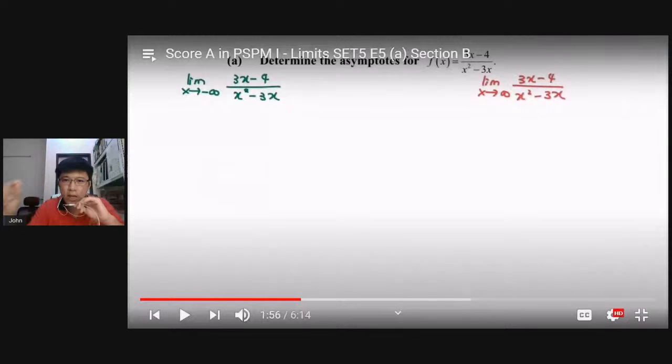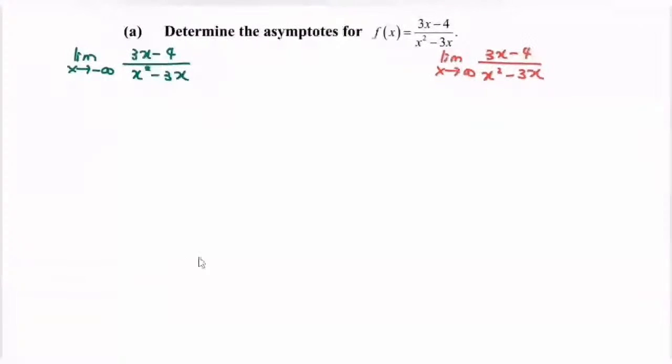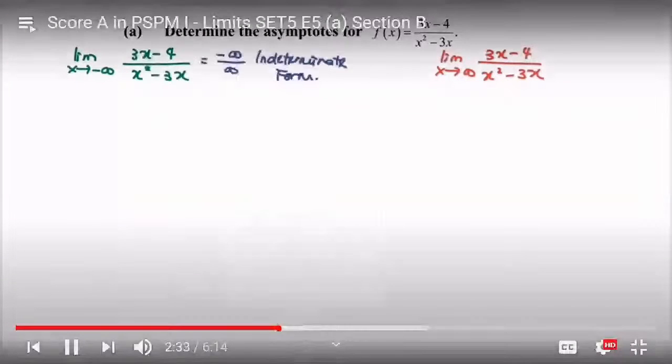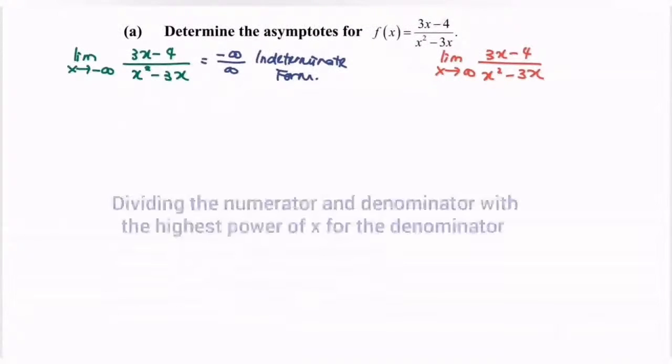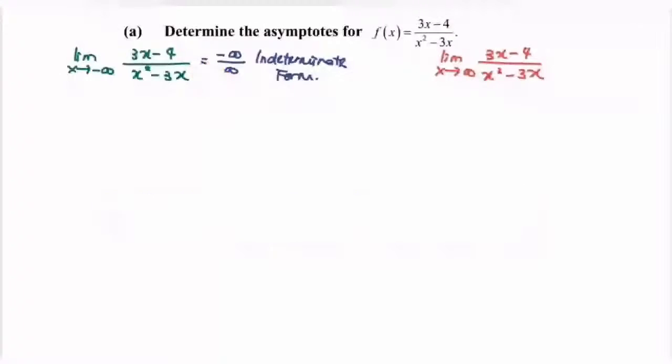Okay, so that is the step. My suggestion for this kind of situation would be dividing the numerator and the denominator with the highest power of x for the denominator. So meaning that we have to refer to the denominator, and the highest power for the denominator is x squared. So we need to factor out the x squared for the numerator and also the denominator. So limit when x approaching negative infinity, we need to factor out the x squared.